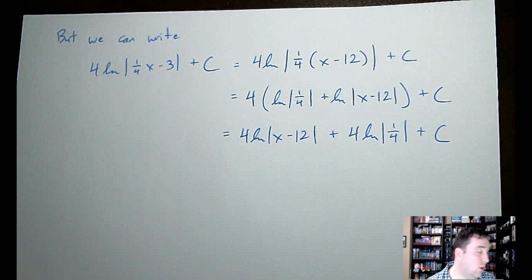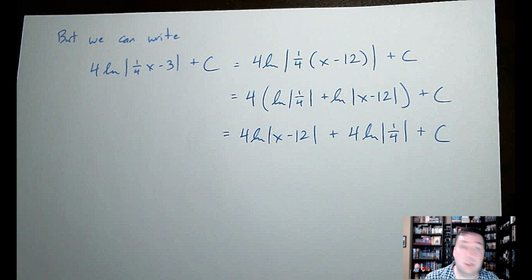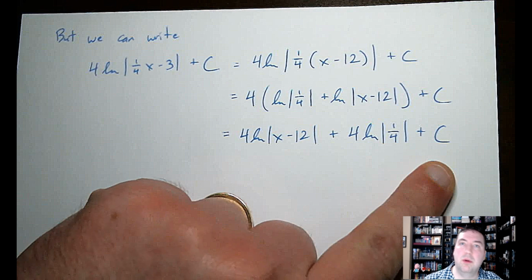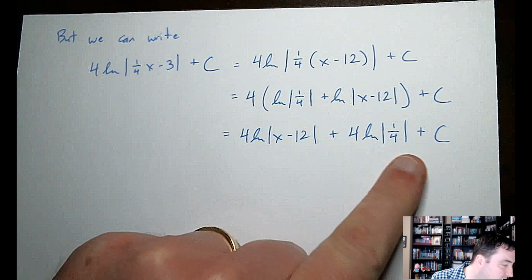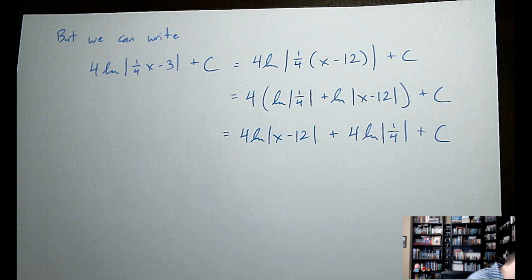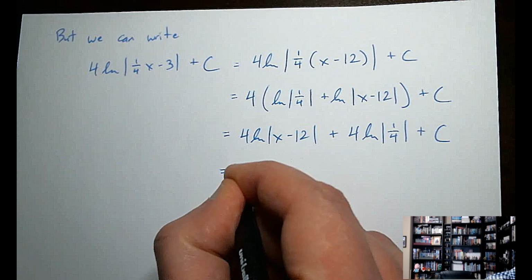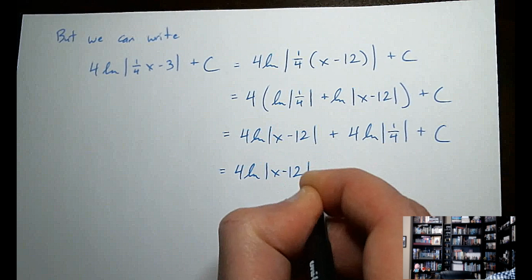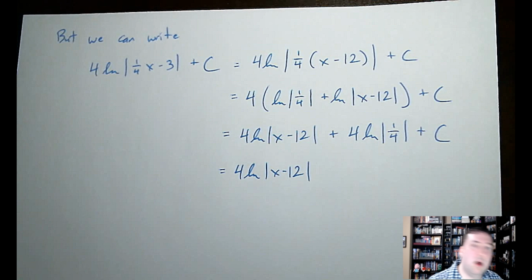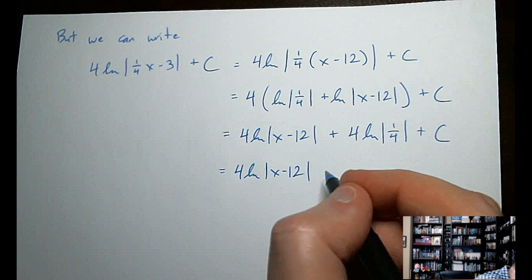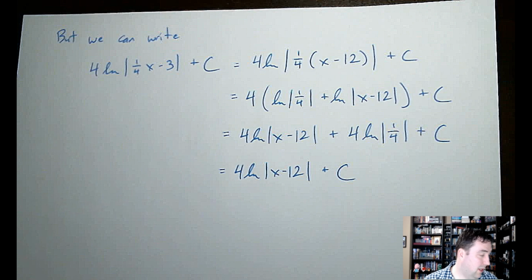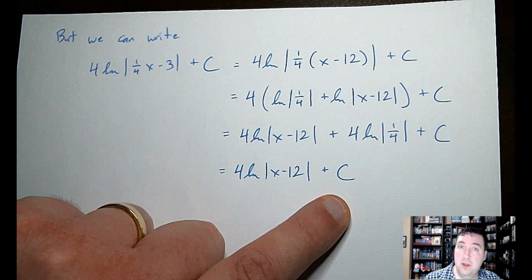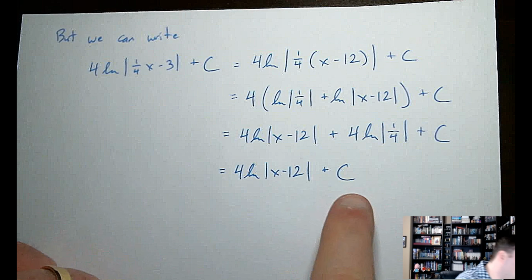4 times the natural log of a quarter, well, that's some constant, some horrible irrational number. But if c represents any real number, and we add even a bit of a nasty constant to it, that still represents any real number. So we can absorb those together, and then that would simply give us 4 times the natural log of the absolute value of x minus 12 plus a new arbitrary constant.